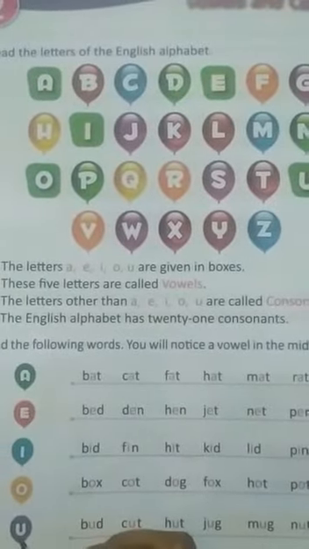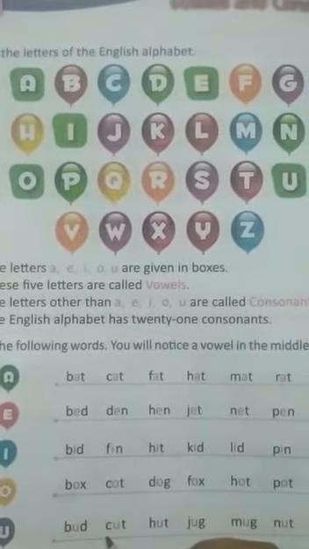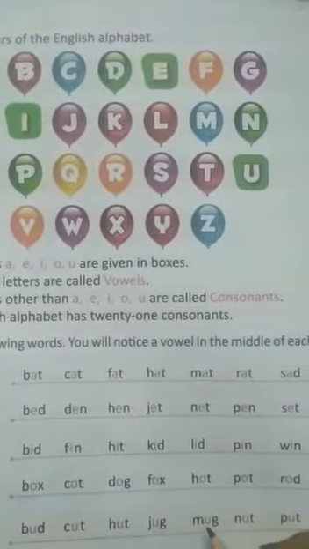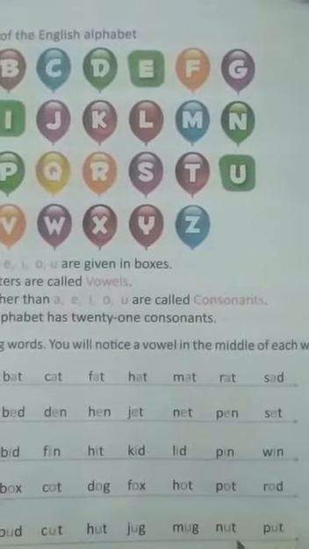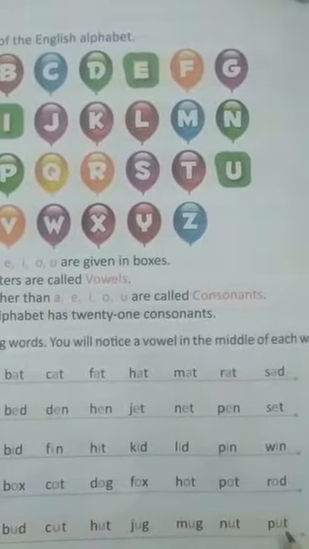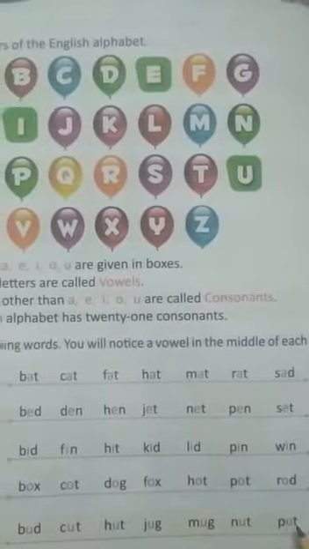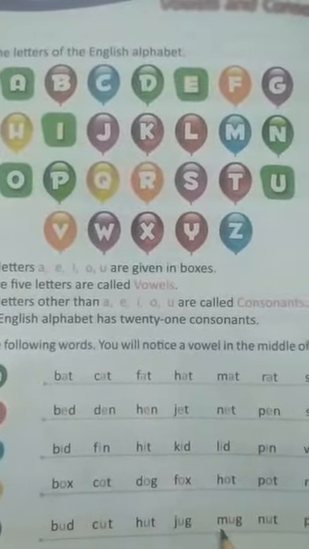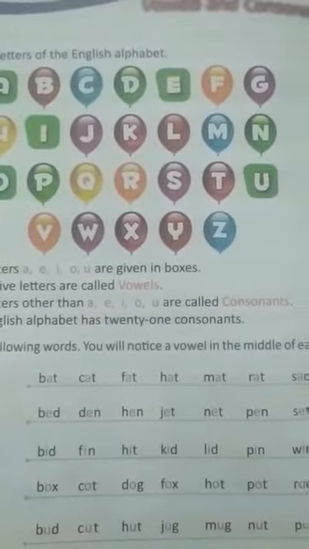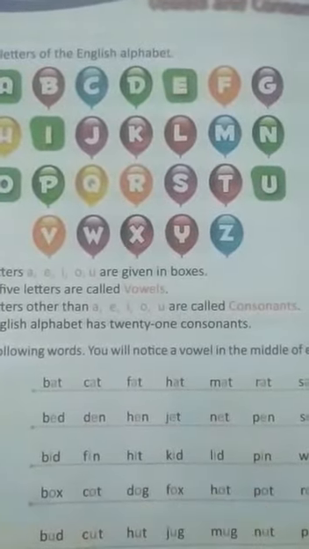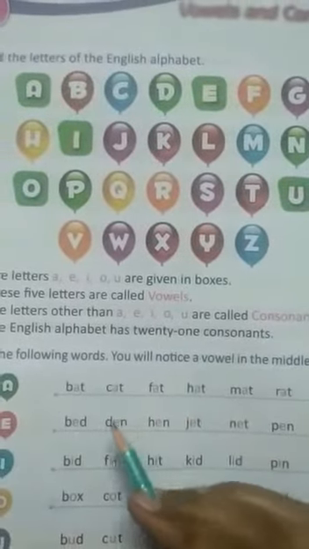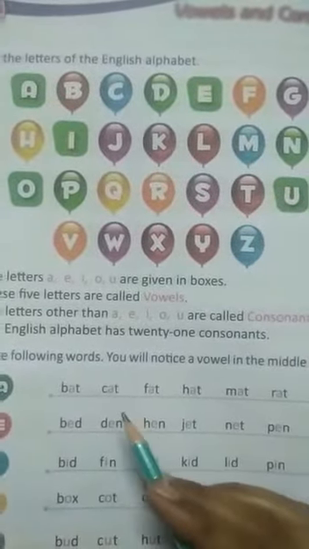And next, U. B, U, D, bud. C, U, T, cut. H, U, T, hut. J, U, G, jug. M, U, G, mug. And N, U, T, nut. P, U, T, put. So this is vowel U. It is used here in the middle of the words. What you notice here is that when we make any word, we need at least one vowel.